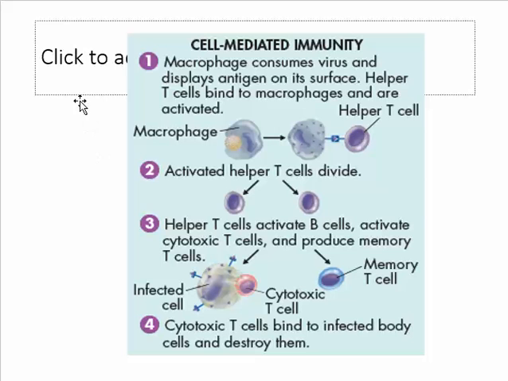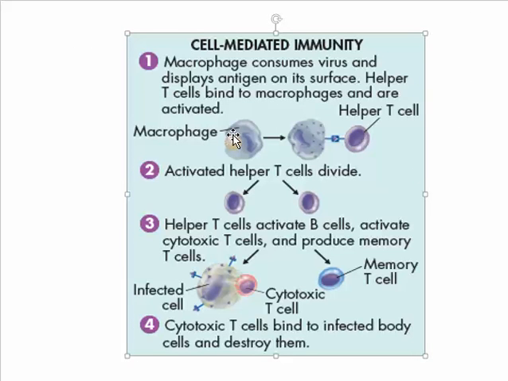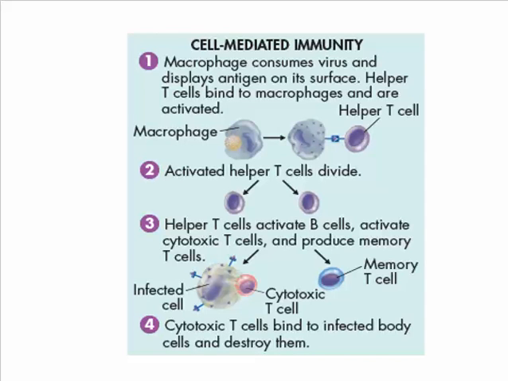Now with the cell-mediated immunity, it's a little bit different. We have what are called macrophages. Okay, now if you do remember the macrophages, right here, those were basophils when we talked about the blood. And remember phagocyte, remember cellular eating? So they can consume a virus, and when they do, they now display the antigen on their surface.